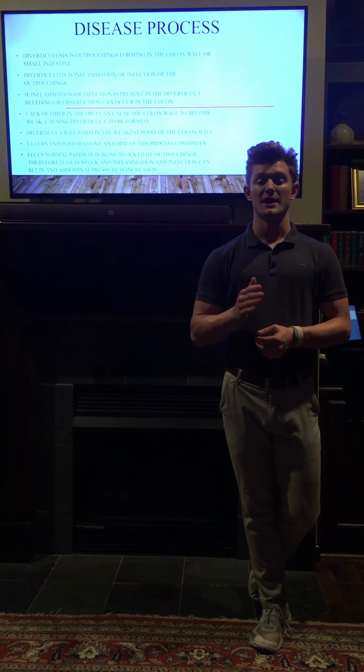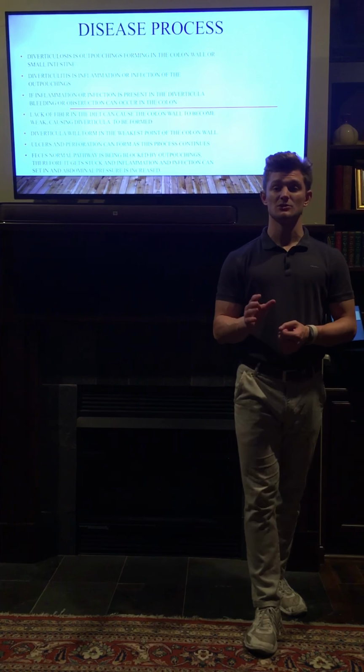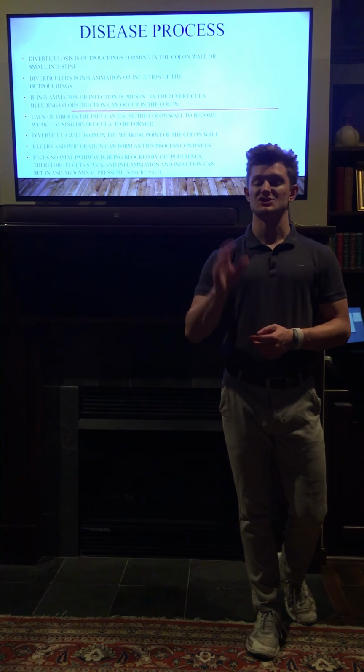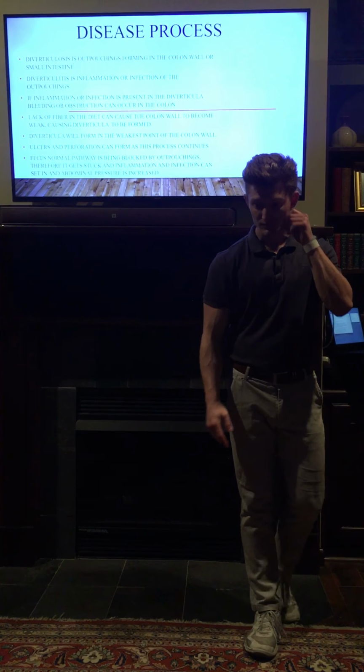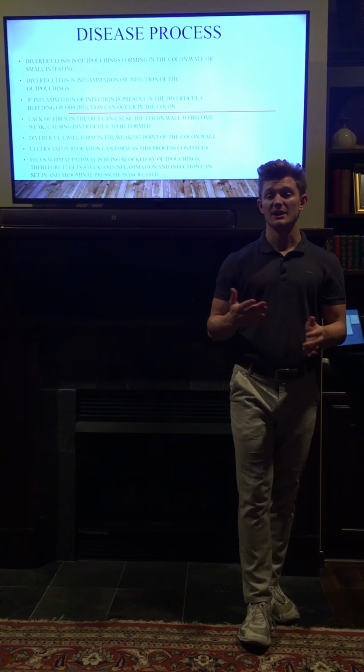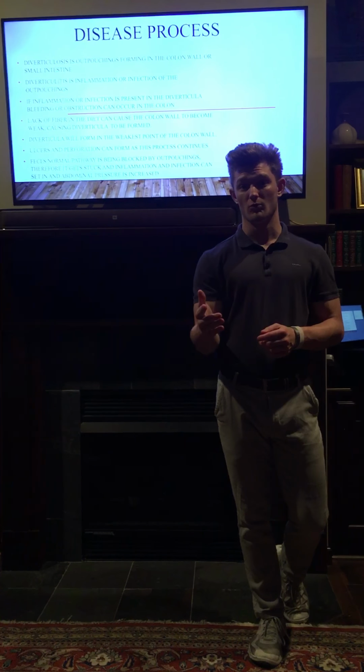So the first thing I'm going to talk about is the disease process. This disease is very common in the colon and in the small intestine. What happens first is diverticula form in the colon wall, and those are just outpouchings. Diverticulitis is then inflammation or infection in the outpouchings that have formed in the colon wall. The disease forms in the weakest point of the colon wall.